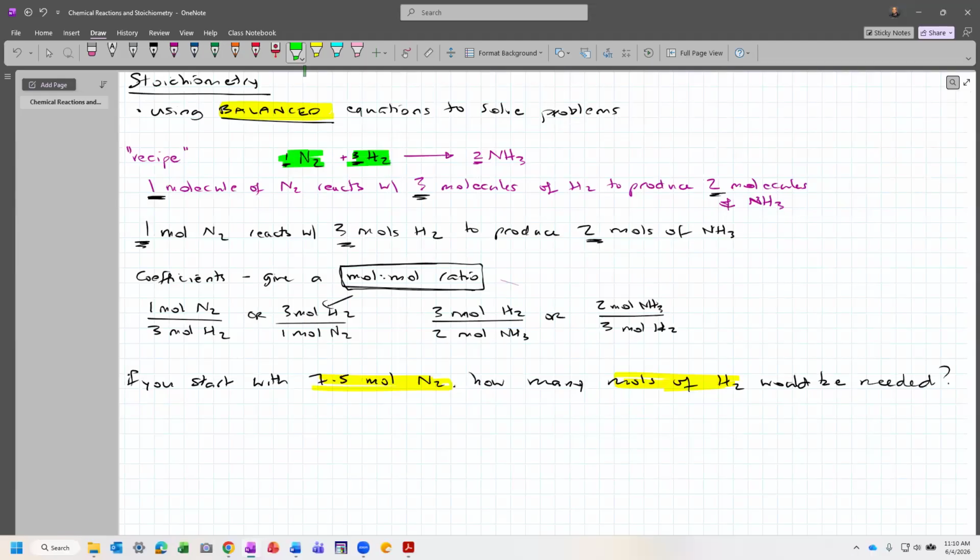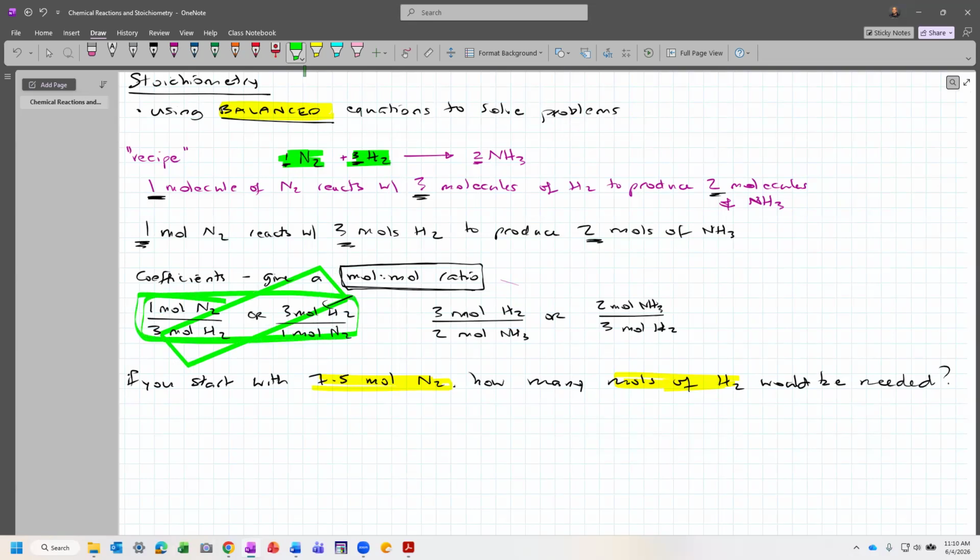I'm not concerned about the NH3 at this point because it's not relevant. So what's the relationship between the N2 and the H2? Well, we already wrote that down over here. It's a 3-to-1 ratio or a 1-to-3 ratio. Okay, it's not that complicated.